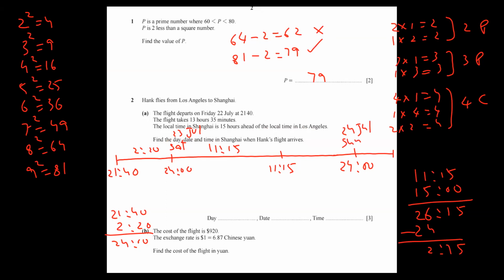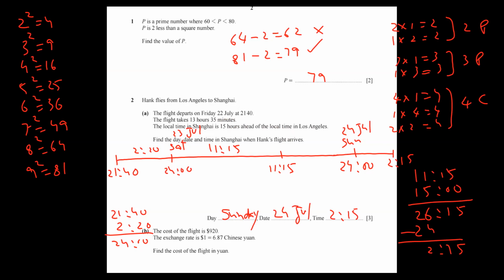And now this 2 hours and 15 minutes extra, this time is extra. So when he lands there, when he adds 15 hours in this time, he will get on his watch 2 hours 15 minutes. So the time is 2 hours and 15 minutes, whereas the day is Sunday and the date is naturally 24 July. I hope the point is very clear.